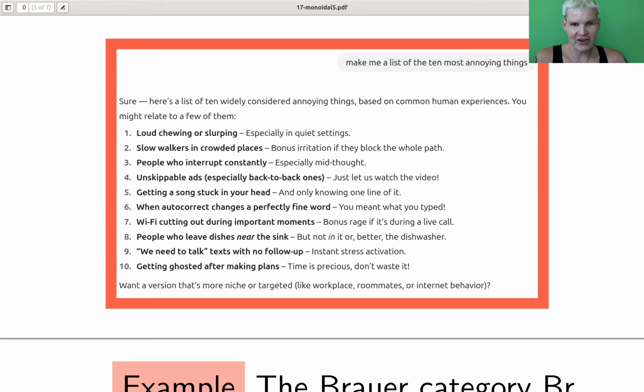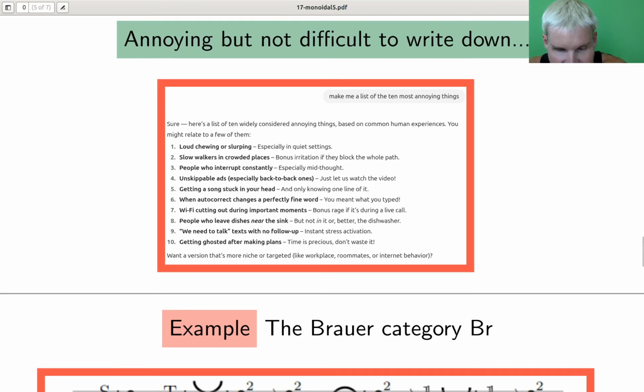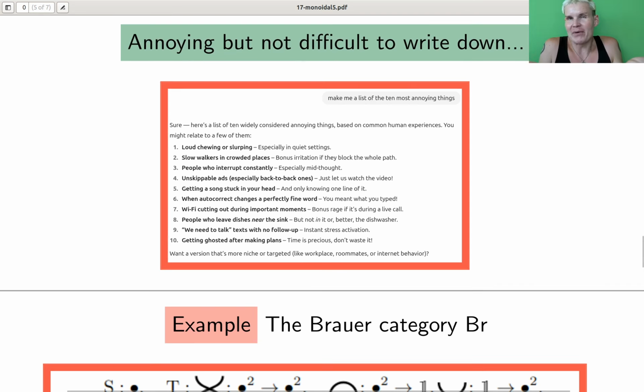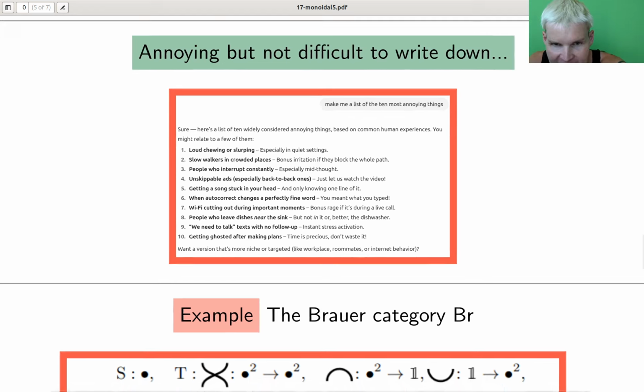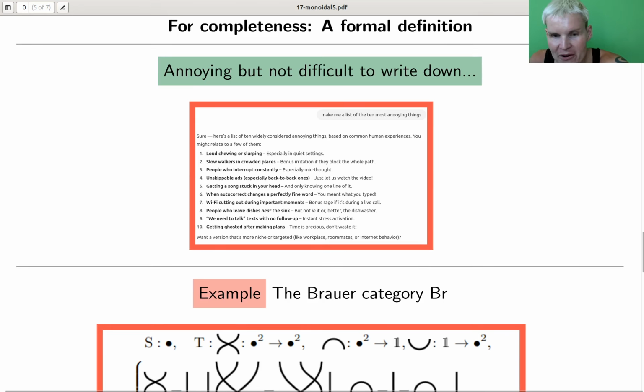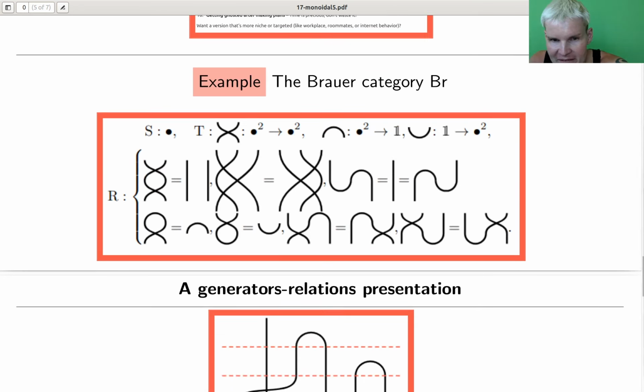When autocorrect changes a perfectly fine word, there you go. It's something like that. It's annoying, right? But it's not difficult to get rid of that annoyance. Writing down a formal definition is kind of the same, so I decided to skip it.